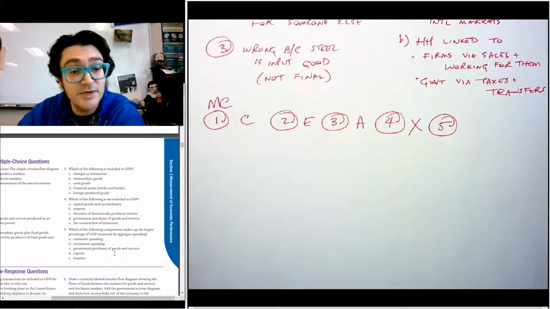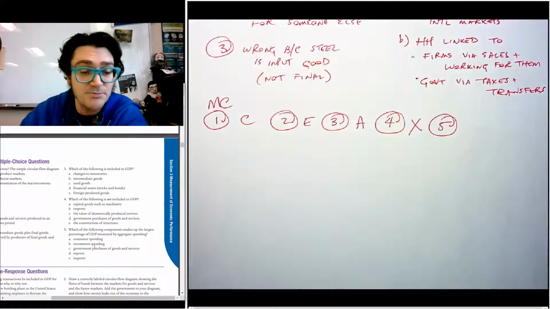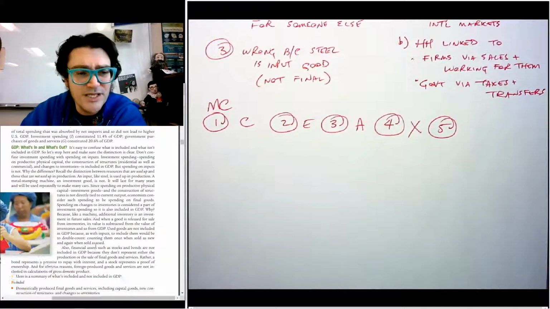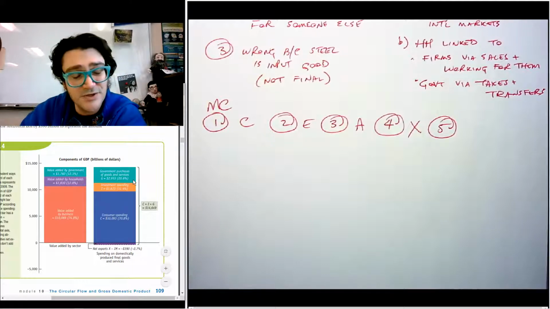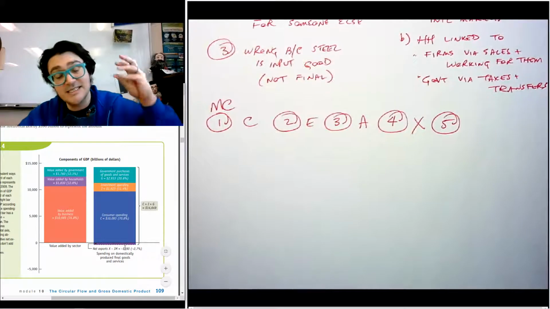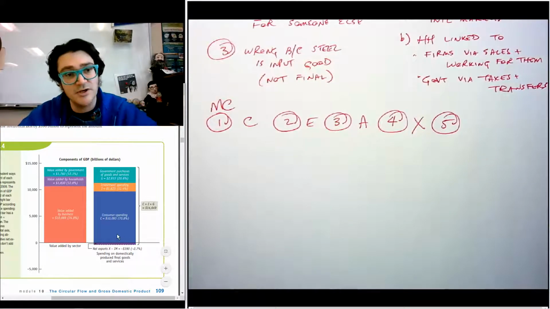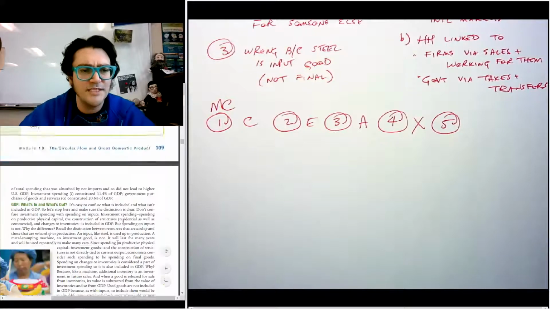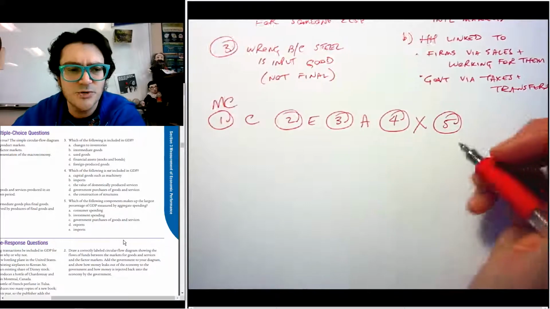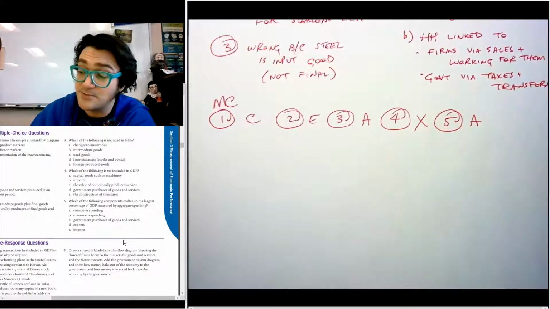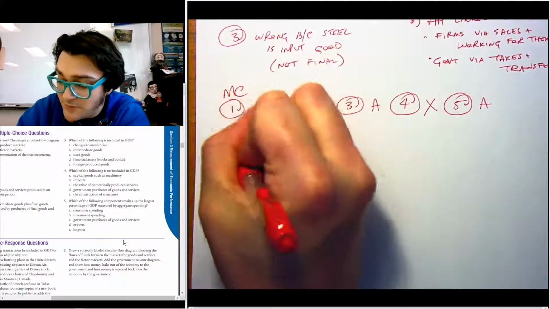Which of the following components makes up the largest percentage of GDP measured by aggregate spending? This one is not that hard. I mentioned it in one of the videos, but if we scroll back up, you can see the CIGXN. C, consumer spending is like $10 trillion. Government spending is 3 trillion. Investment spending is a couple trillion here or there. And the United States has negative net exports, so that drags on our total output. But by far and away, consumption spending is the largest part of GDP in the United States. And it's true in most places around the world as well. So consumption spending.